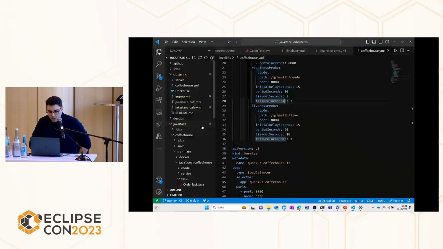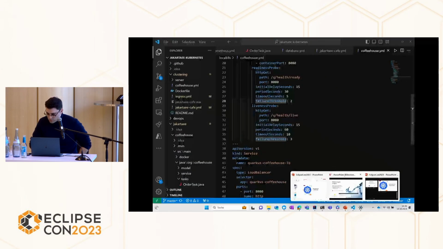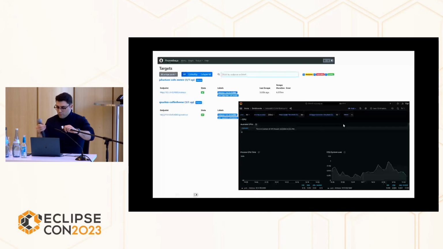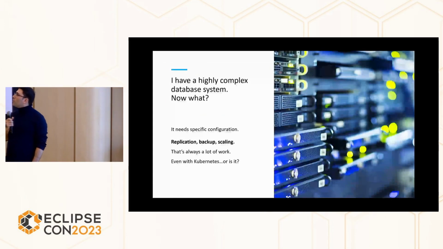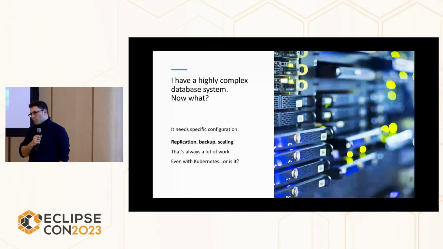So, what we want to look at now is, what if we have a very highly complex database system, like super complex. I don't trust Kubernetes with finished images or whatever. I have my own stuff and I need it to work, and it needs specific configuration like replication, backup, scaling, and it's a lot of work. I need to provide all of that myself. I need to create those services, the deployments, the configurations. Can be tough. That's a nightmare, right?